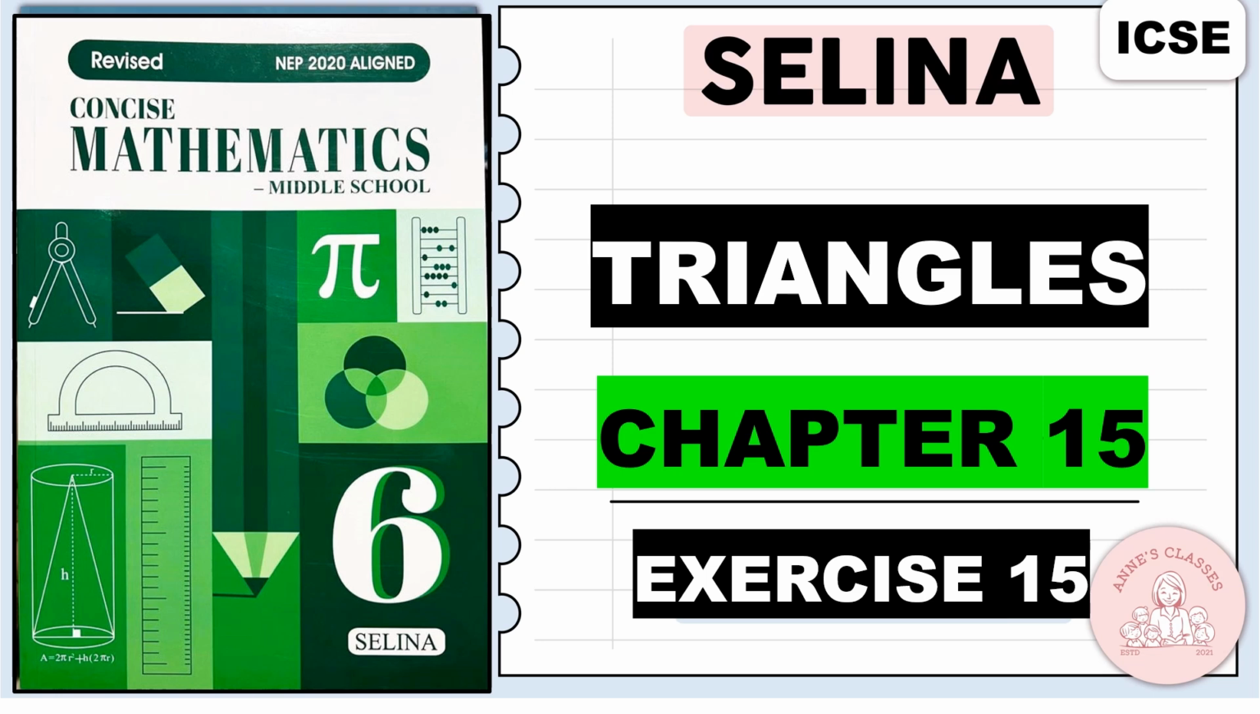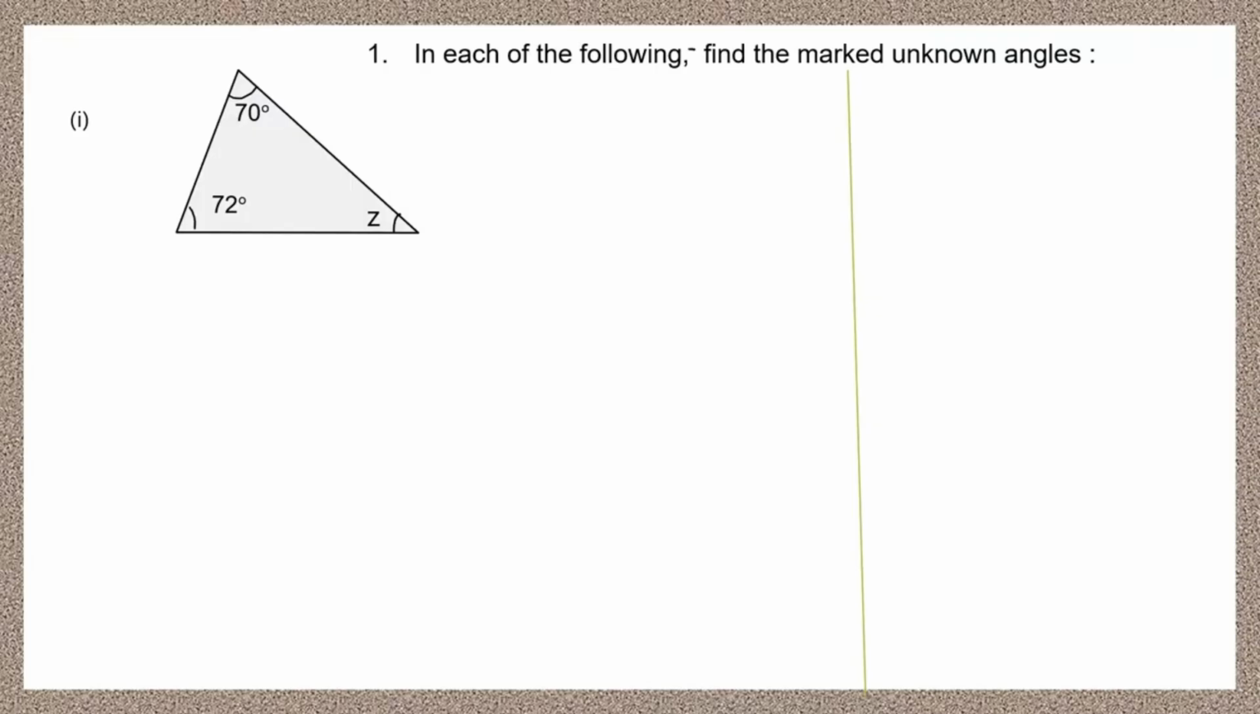Let's do triangles, chapter 15. So we are working out certain problems in triangles and there are certain properties that we will be following. Question 1. In each of the following, find the marked unknown angles. So the unknown angle in question 1 is Z.